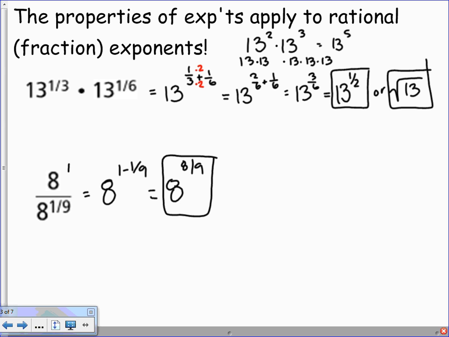This is an okay answer. Some people may prefer to write it as the 9th root of 8 to the 8th. That's fine. So if you always want to change stuff into radicals, I'm okay with that. Either answer is acceptable to me.